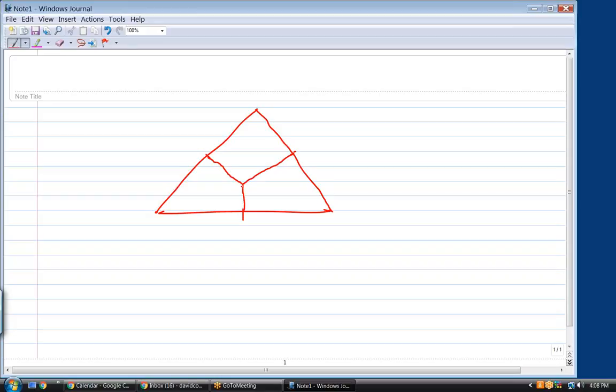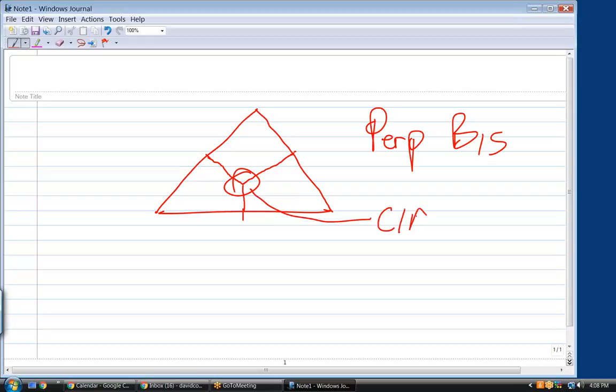Okay? And you're going to have 4 of these. I can't even spell perpendicular. This is the perpendicular bisector. And this is called the circumcenter. You're going to also run into an orthocenter, an incenter, and a centroid. So there's 4 things you're going to have to remember.